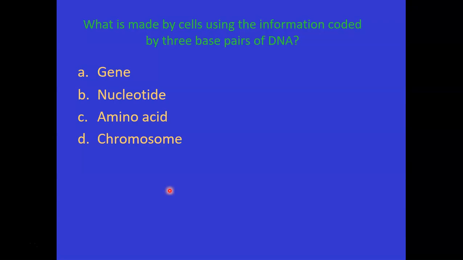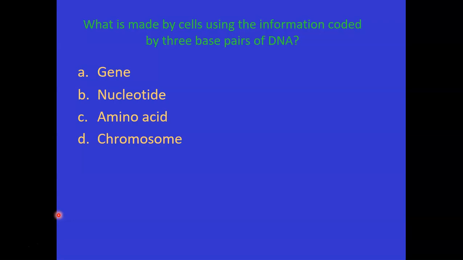This is a question to help you check in to see whether you're absorbing this information. What is made by cells using the information coded by the 3 base pairs of DNA? So if you go back to the DNA molecule and you look at those 3 base pairs, what is it that is made by those cells? What is that information for doing? What is the next step in the process of making a protein? Go ahead and pause here and see if you can figure out the answer.